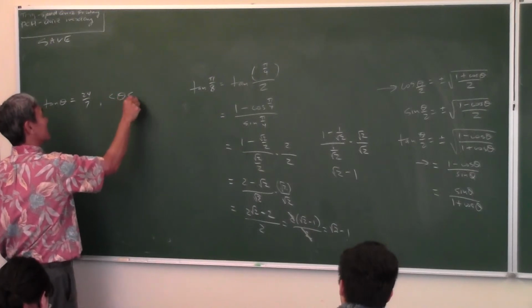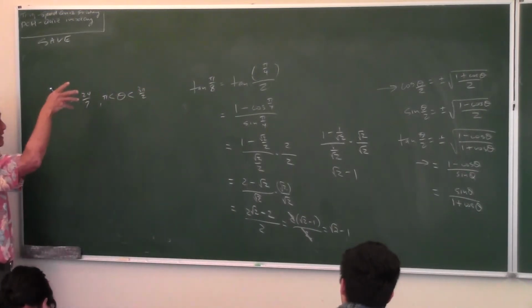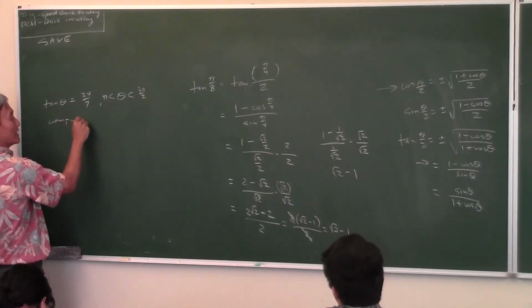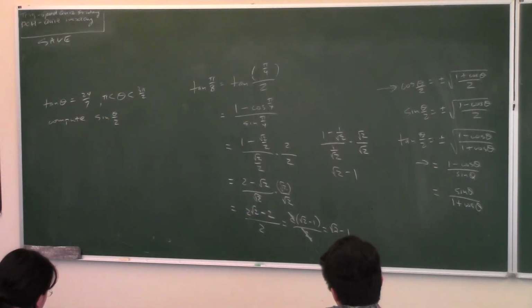Theta is between pi and 3 pi over 2. I see, I'm coming up with a masterpiece right here. Compute, okay, we didn't do sine yet: sine of theta over 2. I guarantee you this problem's going to be on the test.